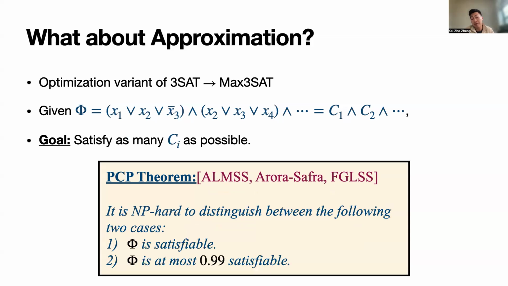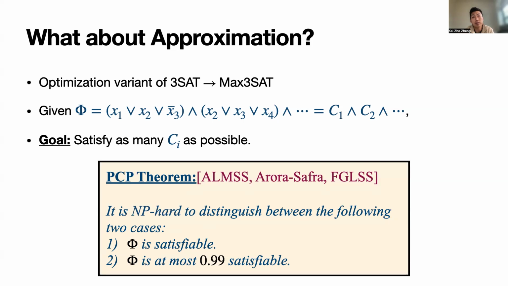For reductions, it's often easier to work with the following form of the PCP theorem. And this form says that if you're given a 3-SAT instance phi, then deciding whether phi is satisfiable or at most 0.99 satisfiable is NP-hard. So it's not too hard to see that the previous form of the PCP theorem follows from this form, but this form will be much more useful for us when we start thinking about reductions. So how do reductions from this problem often work?